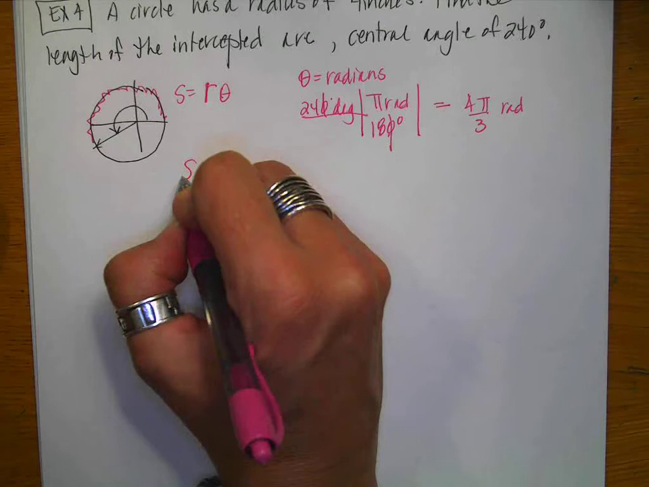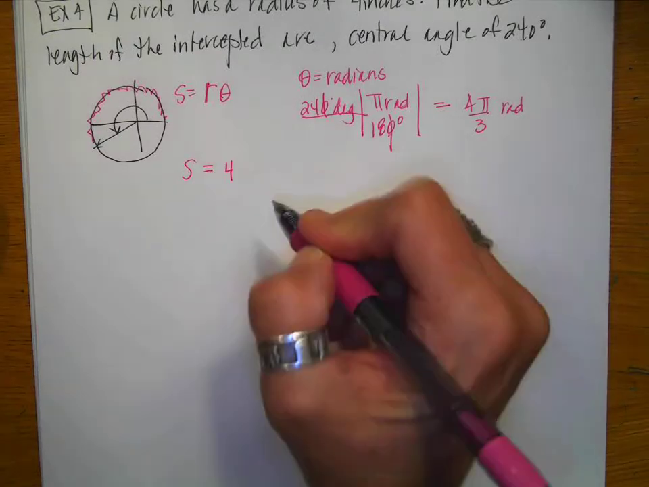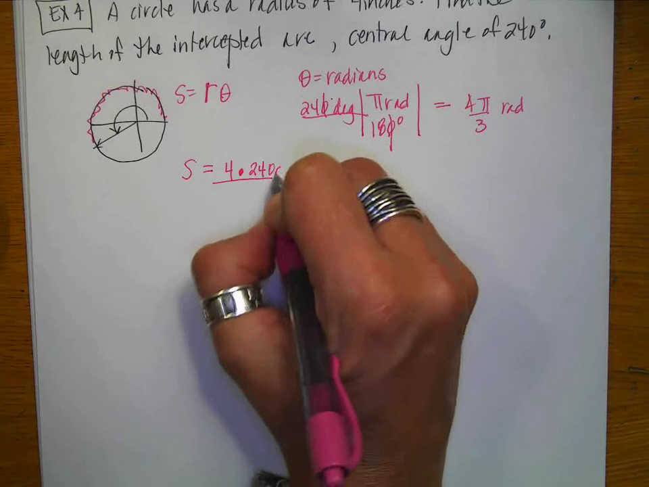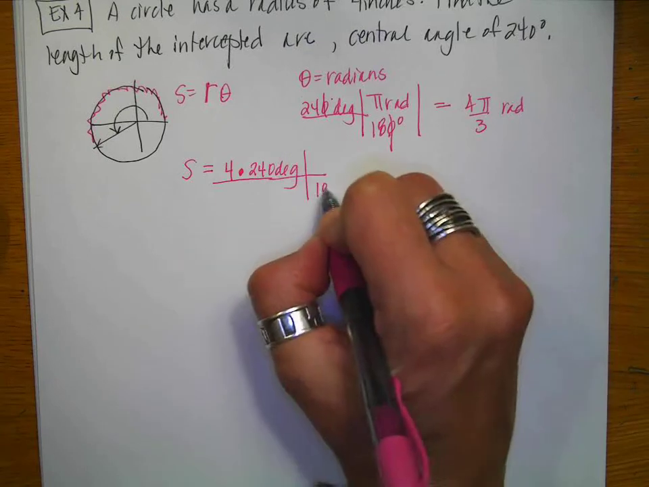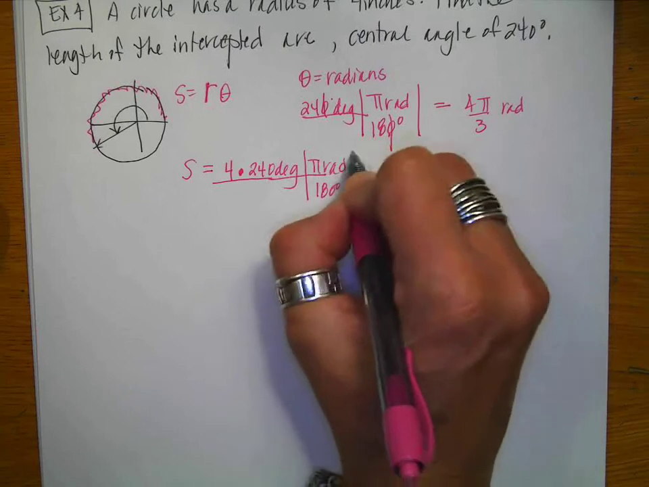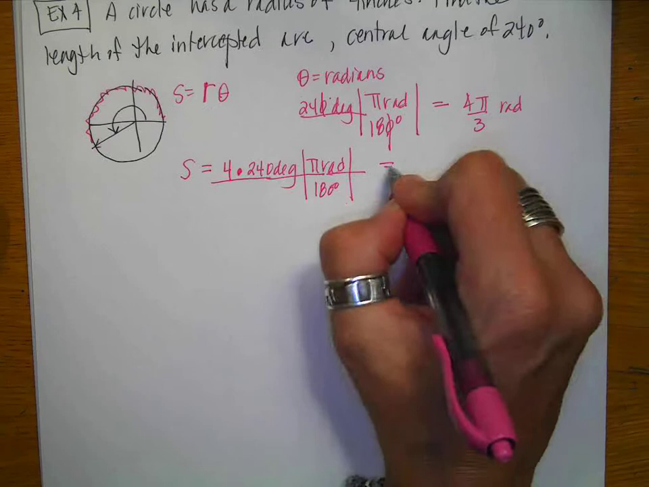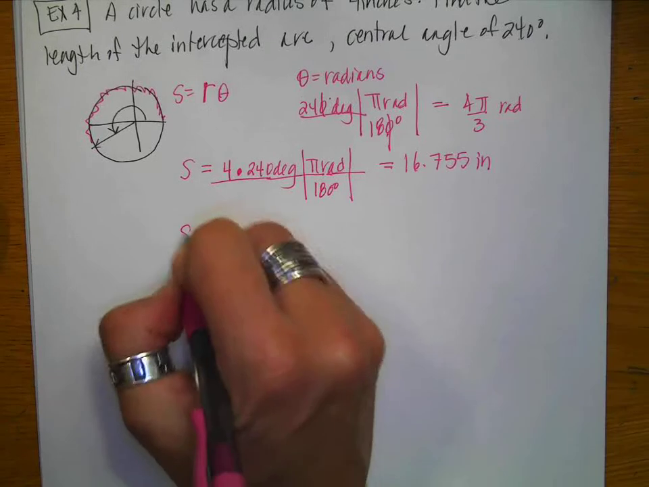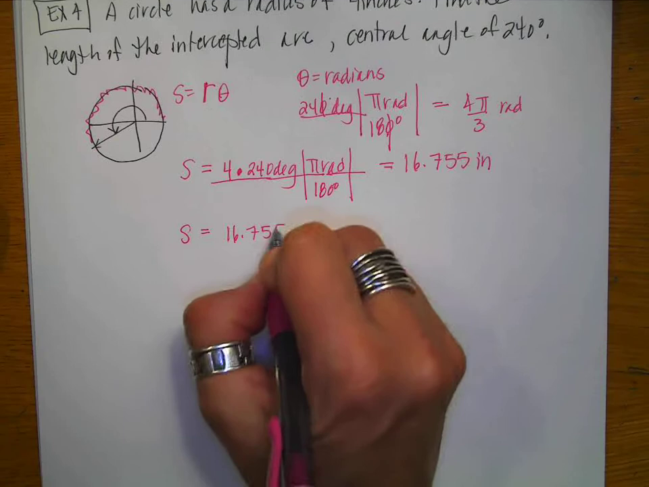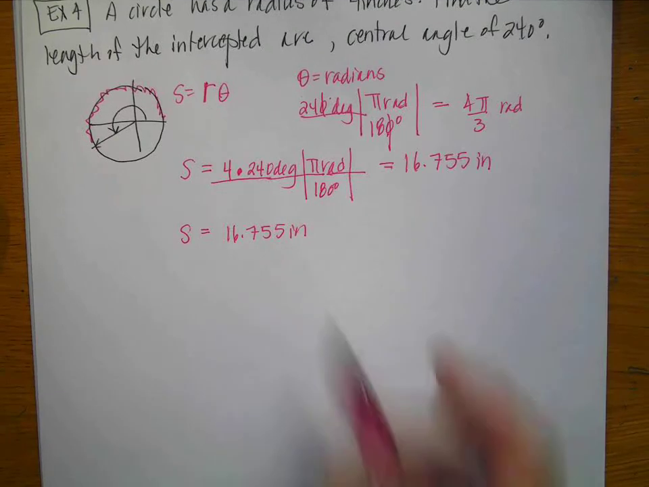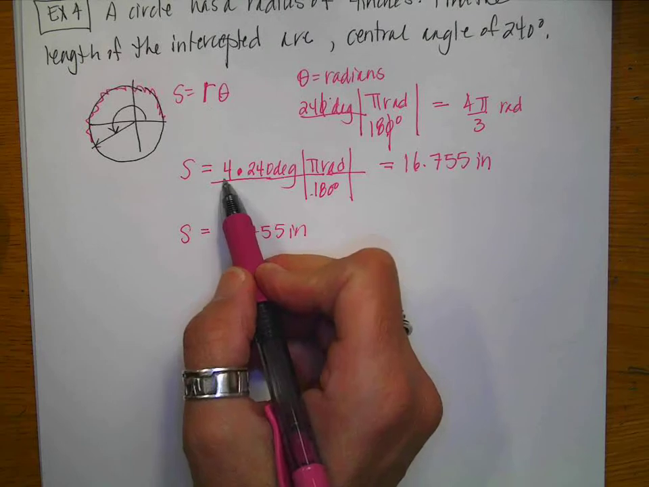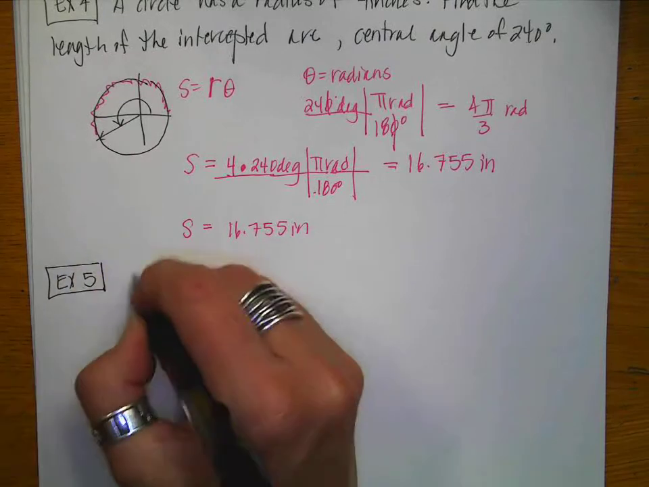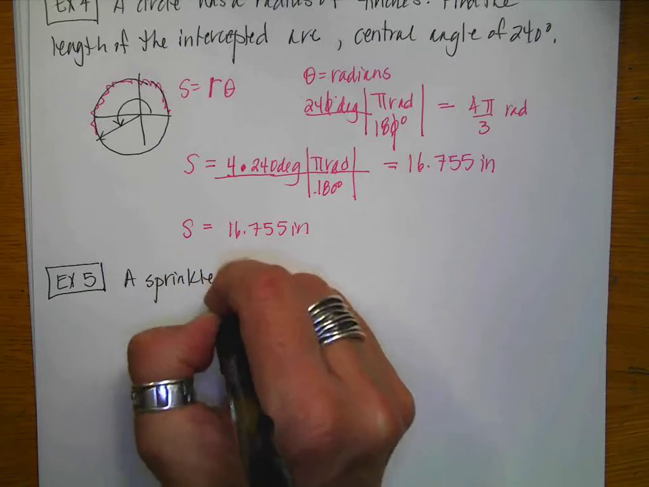Now, sometimes I do my unit conversions right in the problem, and I don't take the time to do this. So if I had set that up, I would have done S is equal to, my radius is 4, and then I'm going to multiply by 240 degrees, and then 180 degrees by pi radians, doing the whole problem in one fell swoop. When you do, you get that the length of the arc is 16.755 inches, and so then I report S is 16.755 inches. Typically when I do these, I just do the angle conversion right in the body of the problem. All right, one more example, and then we are done for today.